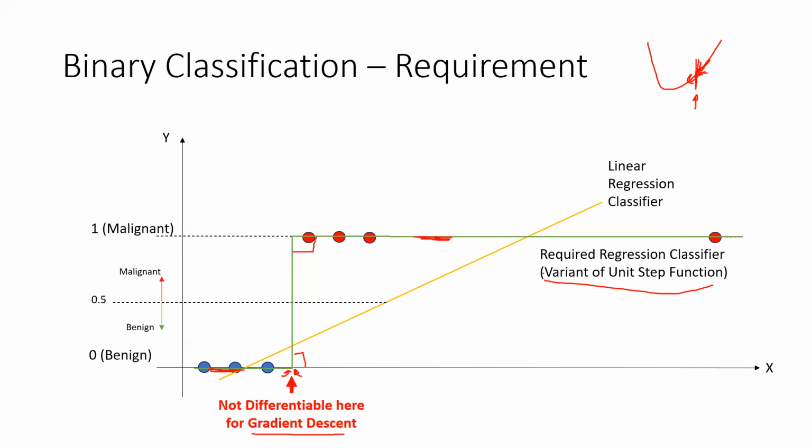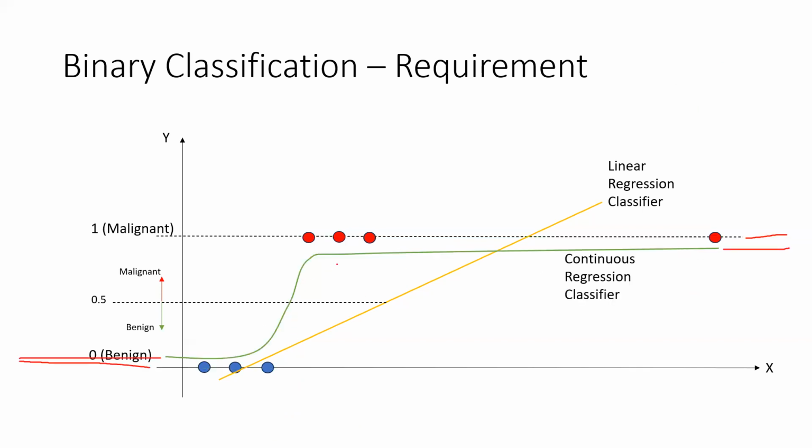But this function doesn't have any particular ones or zeros, but it varies in between one and zero. Because of that, it is actually a regression line, right? Not a classifier, but a regressor, because it is a continuous function. And at all the points, the slope is defined. Defined means it is not going to infinity at any point in this function, right?